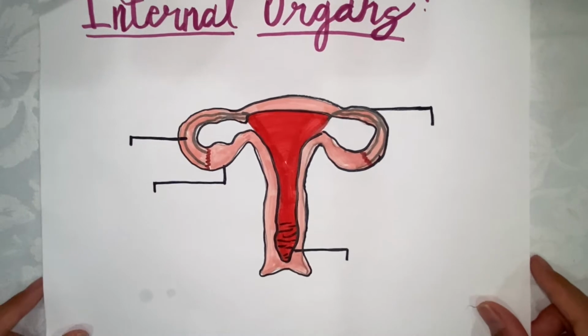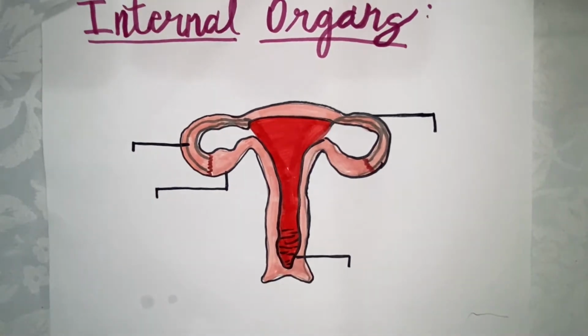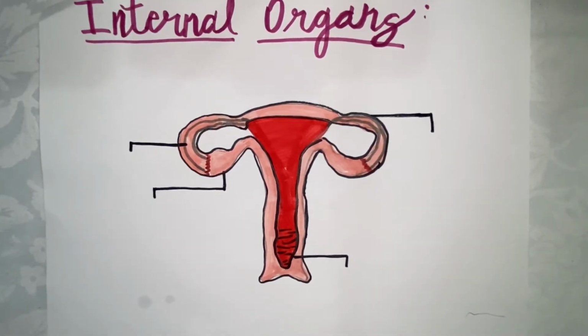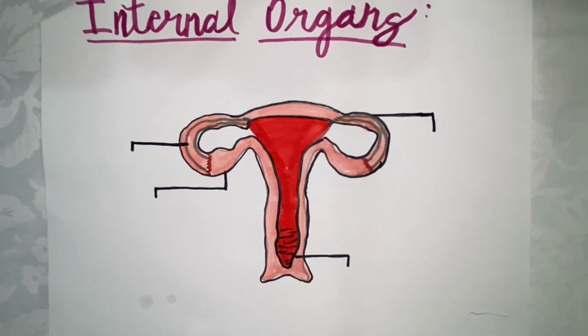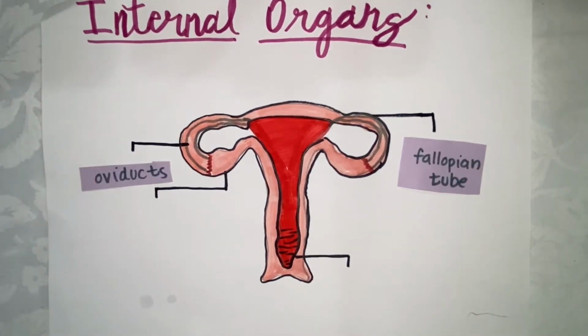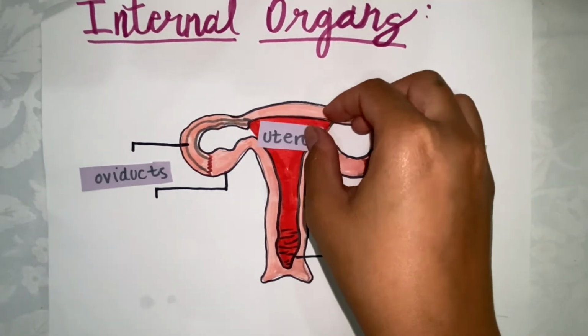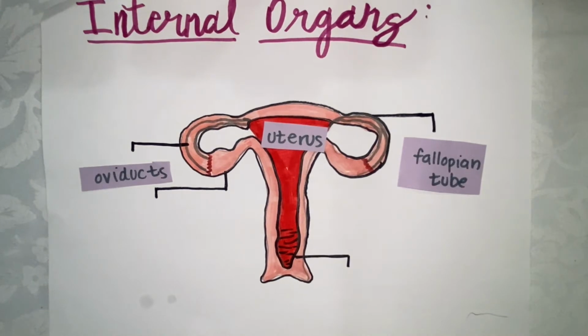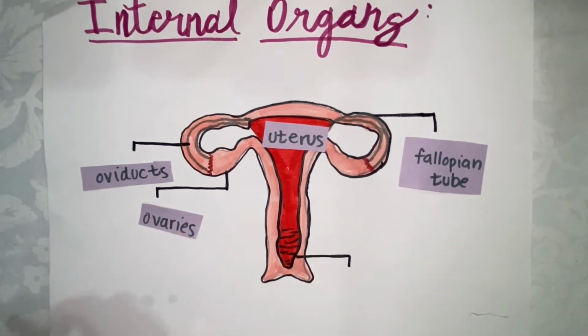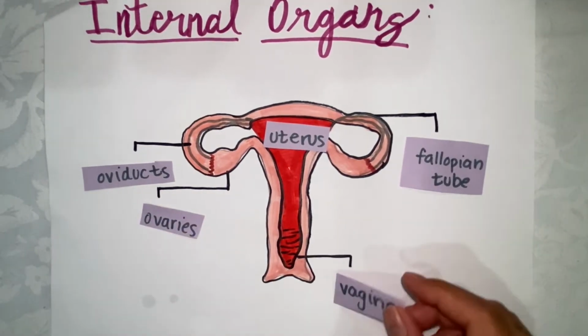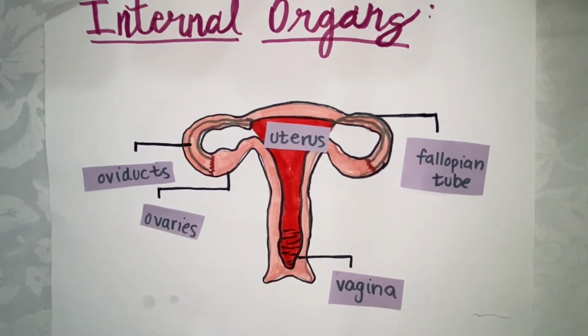So now we have the internal organs, and the internal organs include the fallopian tubes and the oviducts, and these two are what the mature egg travels down from the ovaries into the uterus. The ovaries store egg cells and are where the mature egg comes from, and the uterus is basically the final destination of a fertilized egg, and the vagina is how the uterine lining leaves the body.